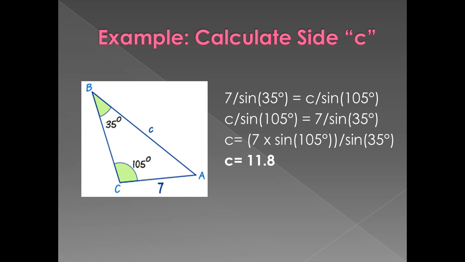A little algebra is now needed in order to solve for our side c. We move the unknown value to the left side to prepare to solve. We then multiply both sides by the sine of 105 degrees to isolate for c. Finally, after that computation, we get a c value of 11.8, which was rounded to 1 decimal place.